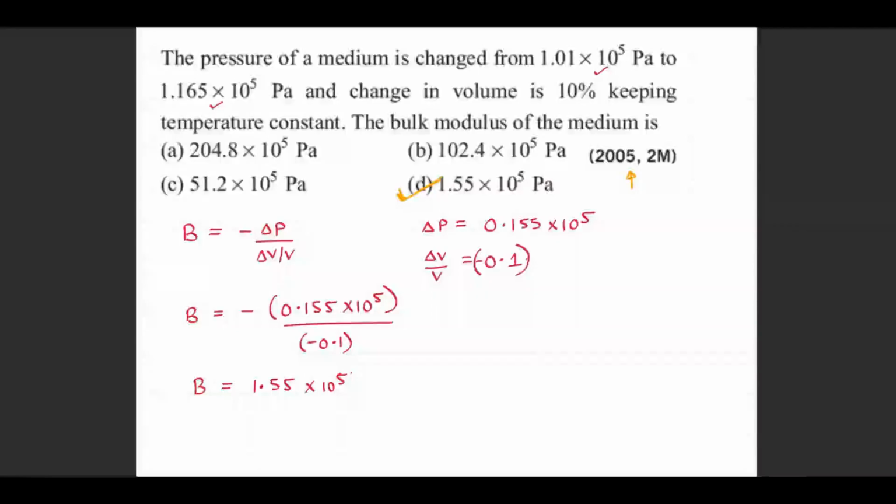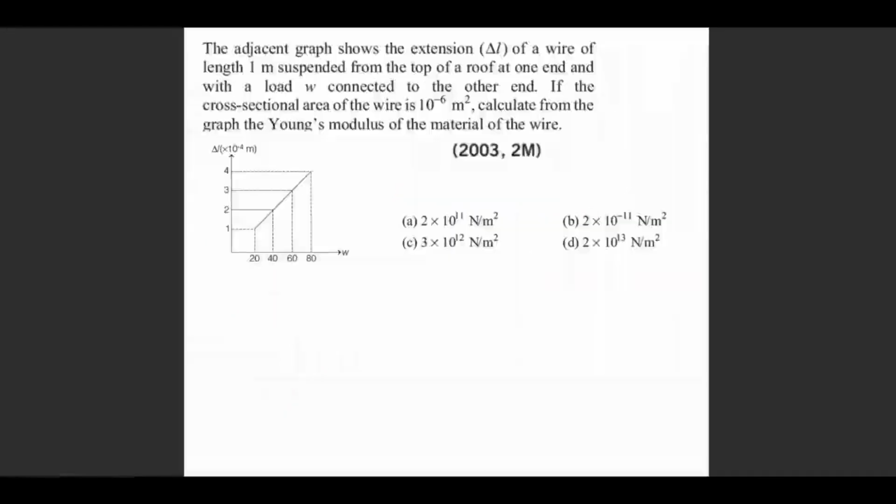Now, as external pressure has increased, obviously the object would have squeezed, and hence I am saying there would have been a decrease in volume. So delta V by V I have taken as minus 0.1. I hope this is clear to everyone, right? Let's move on to the next one.